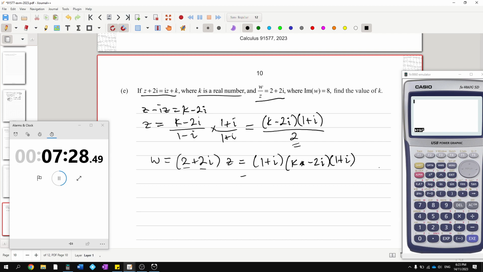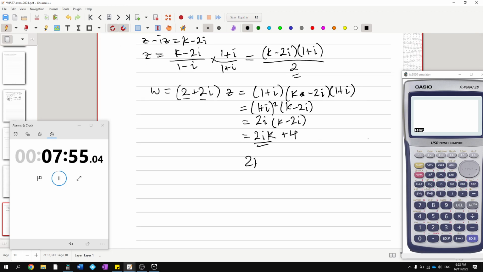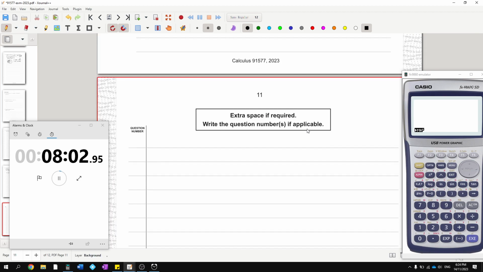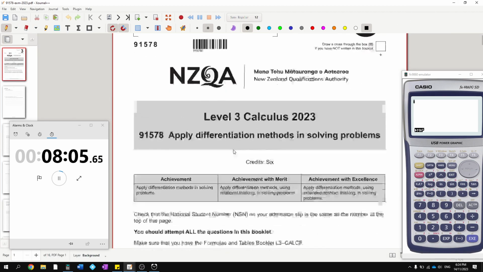Yeah, and that's, okay, what's 1 plus i squared? That's just 2i, right? Equals 2ik plus 4, and the imaginary part of w is 8, so it's just 2k equals 8, and therefore k is 4. Okay, so that should be everything for the complex paper.